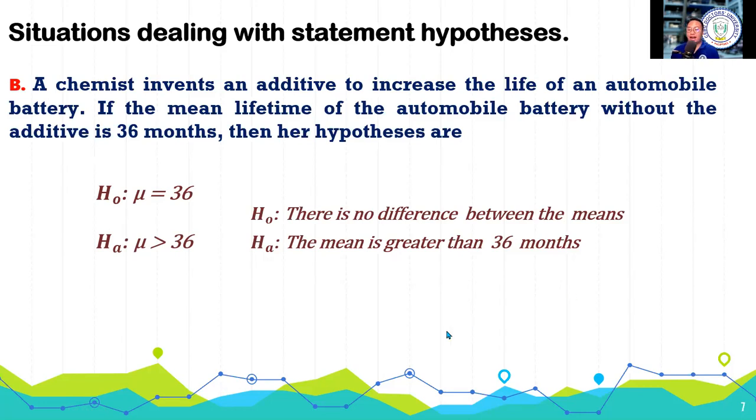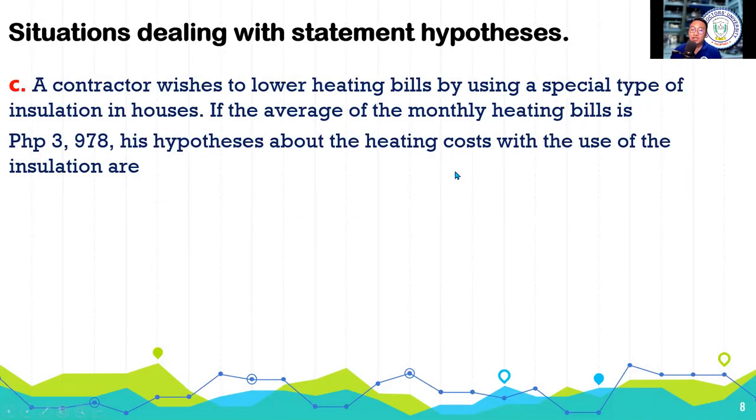Let's proceed to the next example, the third one. A contractor wishes to lower heating bills by using a special type of insulation in houses. If the average of the monthly heating bills is 3,978, his hypotheses about the heating cost with the use of the insulation are. What's our null hypothesis?